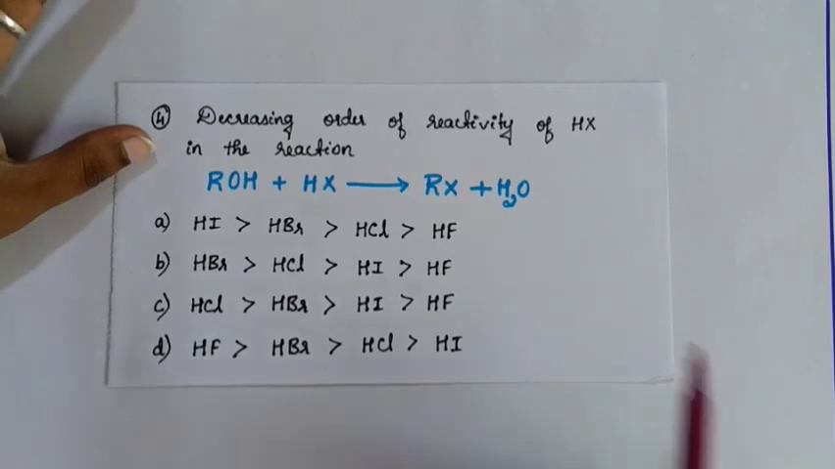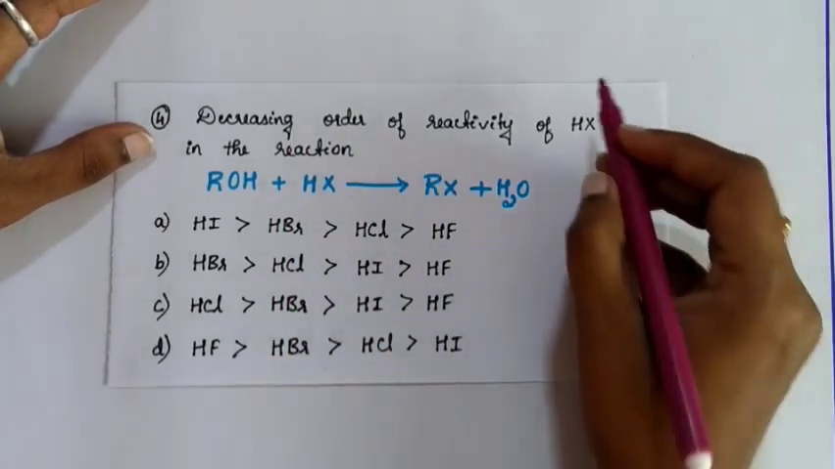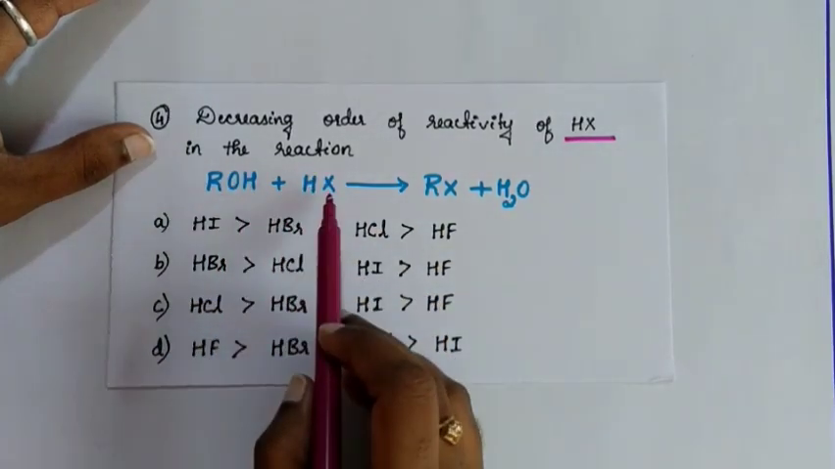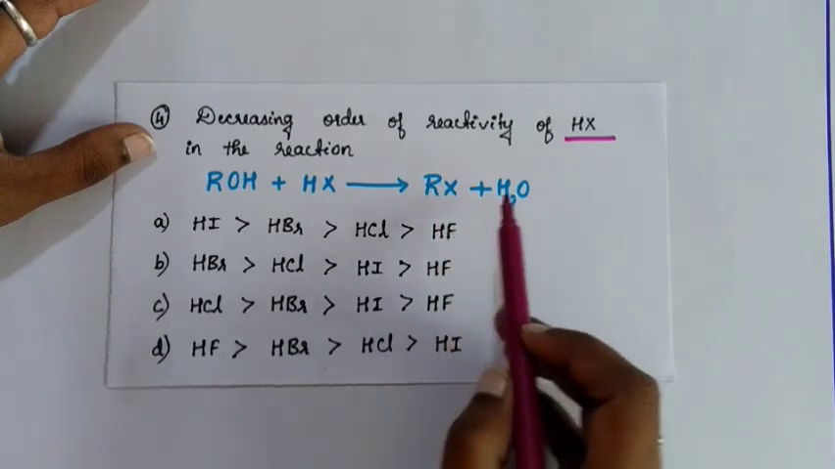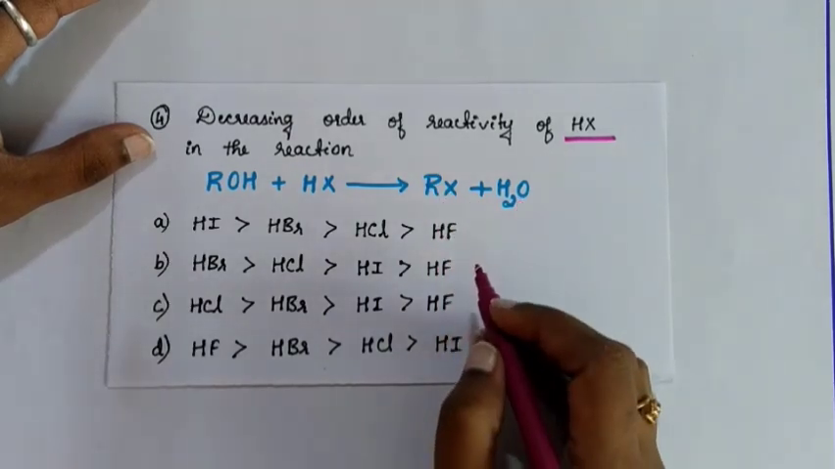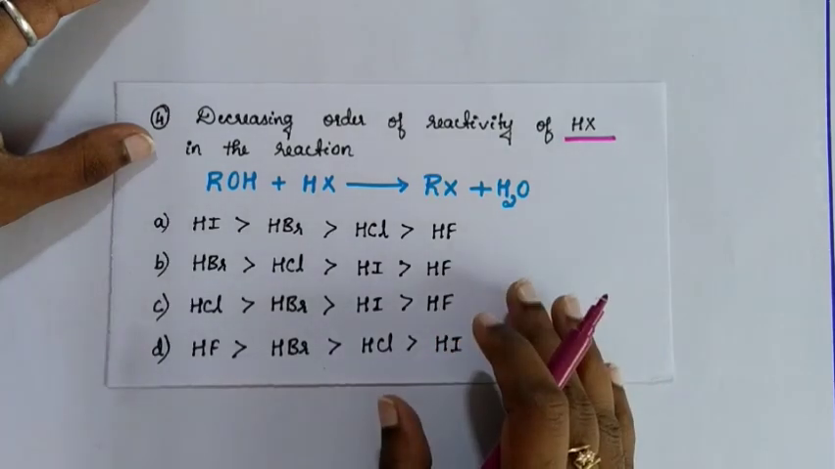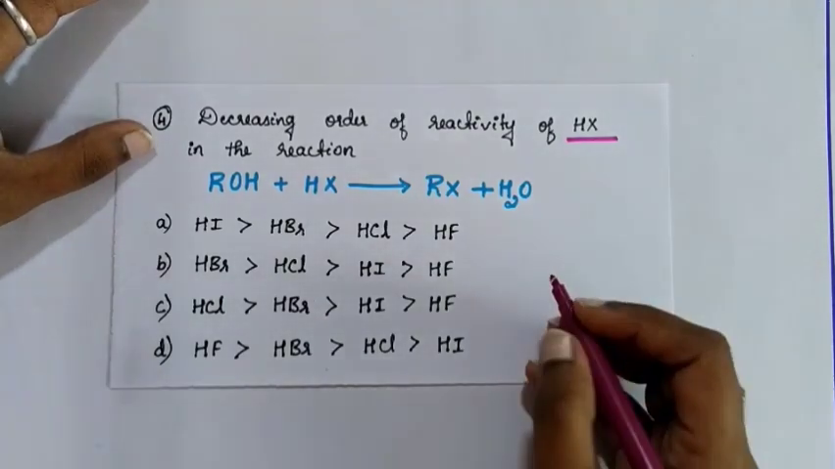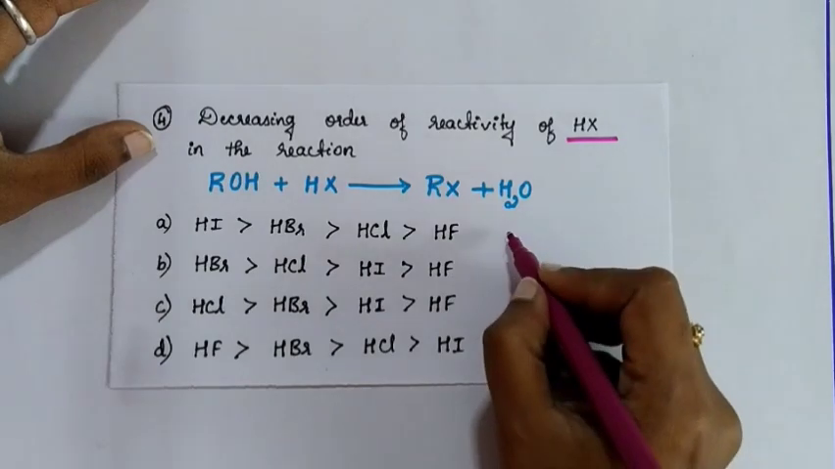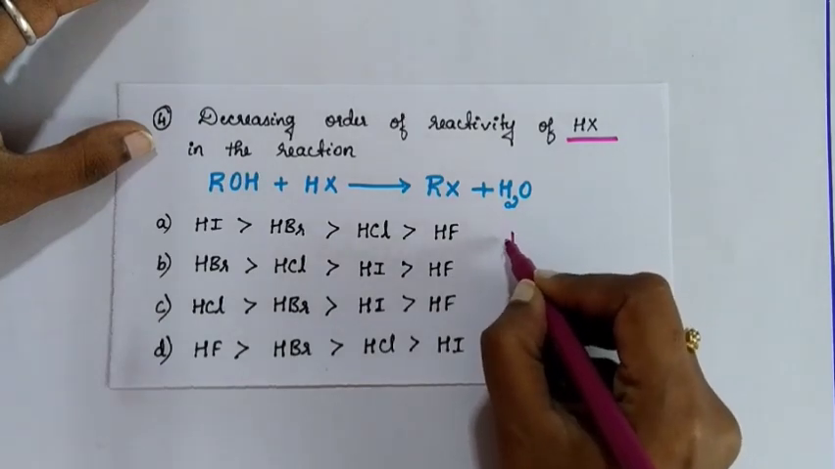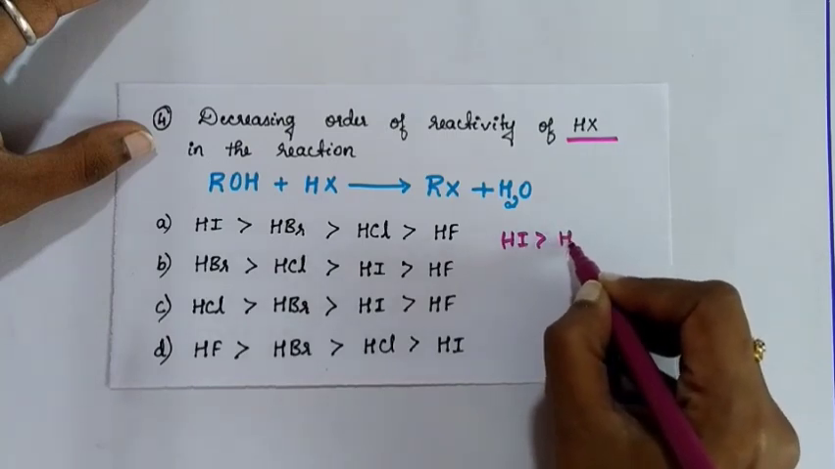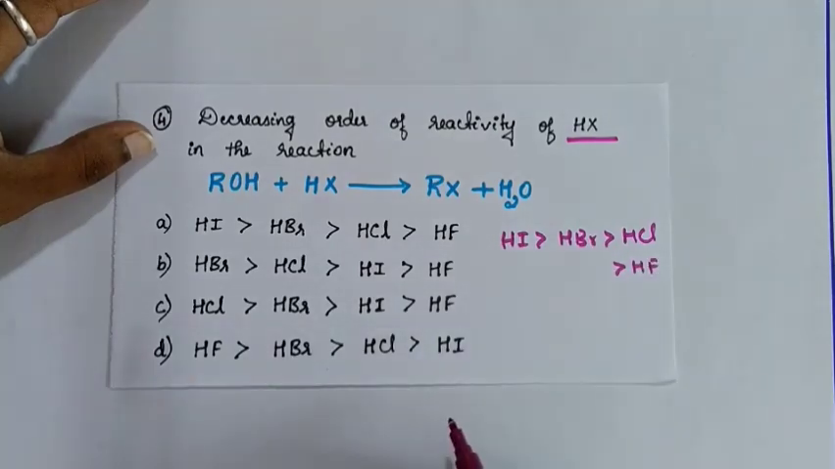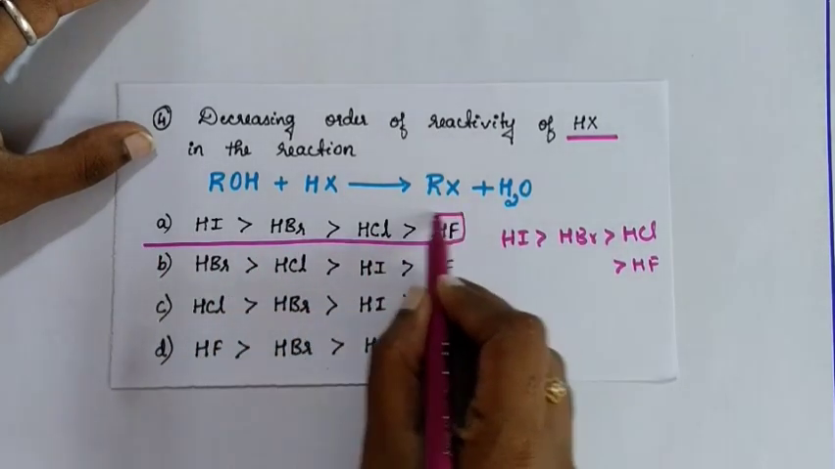The fourth question is, decreasing order of reactivity of HX, that is hydrogen halide. In the reaction, alcohol reacts with hydrogen halide to form alkyl halide along with water. This is also from the concept of preparation of haloalkanes from alcohols. There in the NCERT textbook it is directly given the order of HX. See here the order is going to follow this way. HI is greater than HBr, which is greater than HCl, and that is greater than HF. So option A is correct.